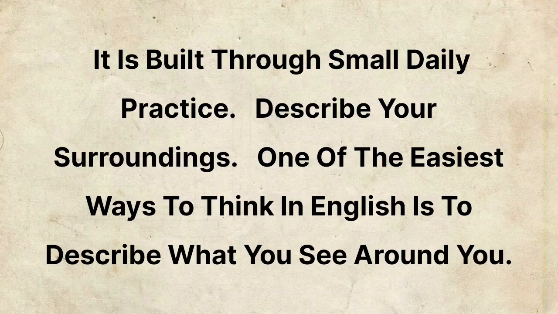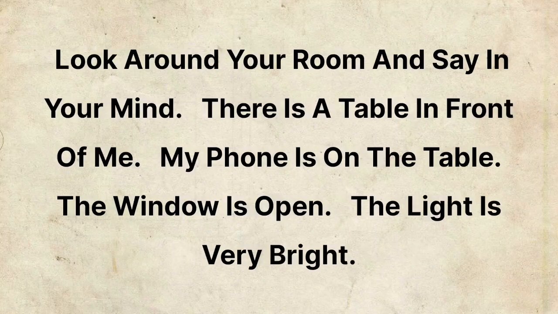Describe your surroundings. One of the easiest ways to think in English is to describe what you see around you. Look around your room and say in your mind, "There is a table in front of me. My phone is on the table. The window is open. The light is very bright."